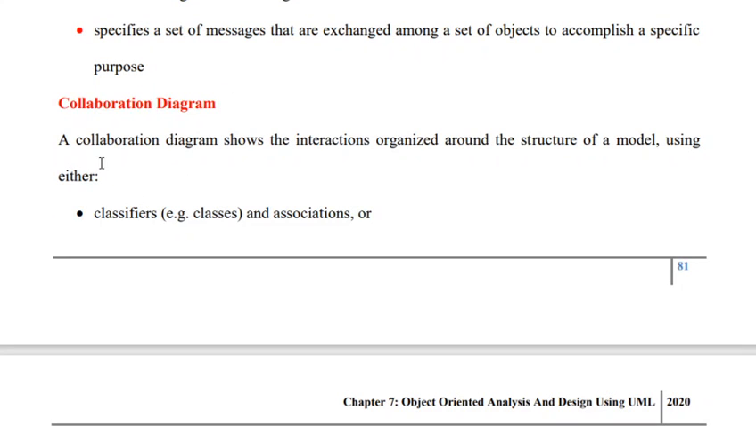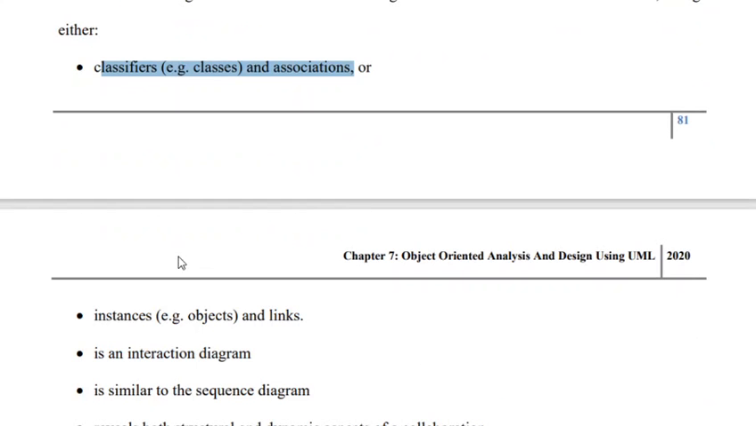So a collaboration diagram shows interaction between the various elements that are there in the model of a given system, right? Now the elements may be classifiers and associations. So it may be classes or interfaces and the relationships between them. It may be instances of a class and links, so it may be objects and links. So a collaboration diagram may be capable of representing the classes and the associations, or objects and links, right?